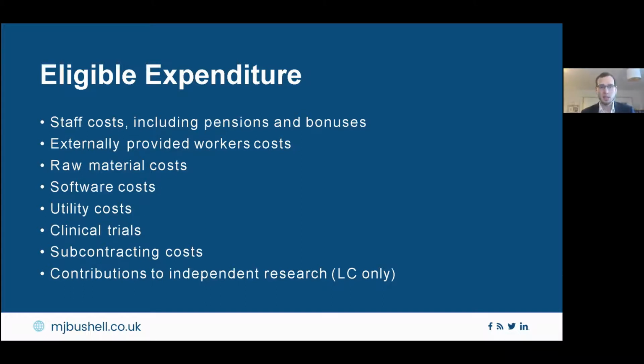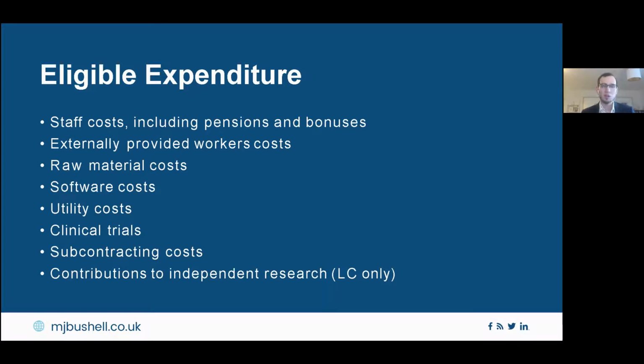Again, you've got utility costs. So if you're in an office building or a warehouse, you can claim a percentage of your power, light and heat towards R&D, depending on how much you need to have some sort of reasonable calculation for how you choose your proportion.